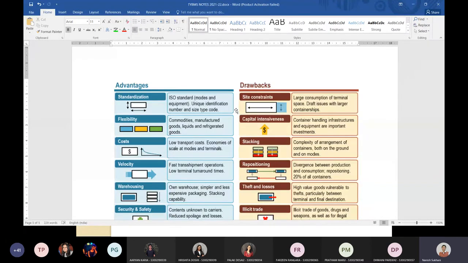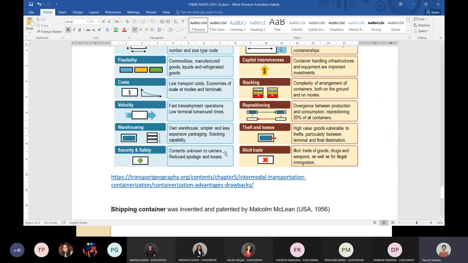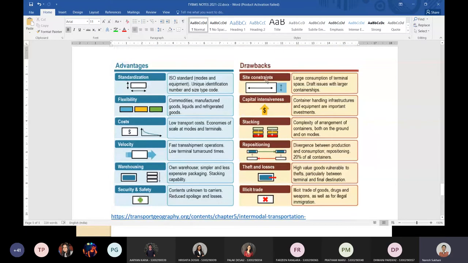What are the drawbacks? Site constraint. For containers to move, it requires a good amount of space. For this, there are mini containers which are also used in certain industries. It is also quite capital intensive. It is made of metal, which is costly, plus it requires capital for the handling infrastructure used to handle these containers.